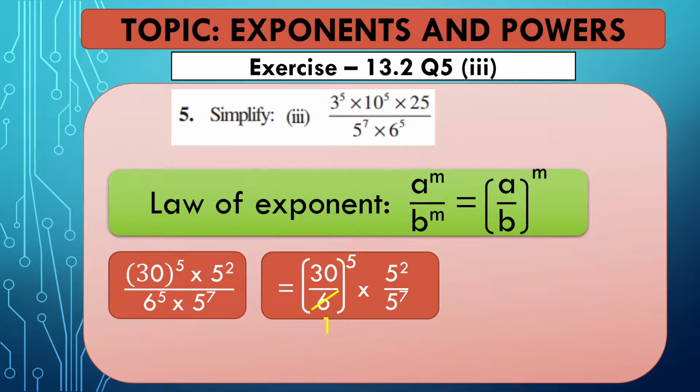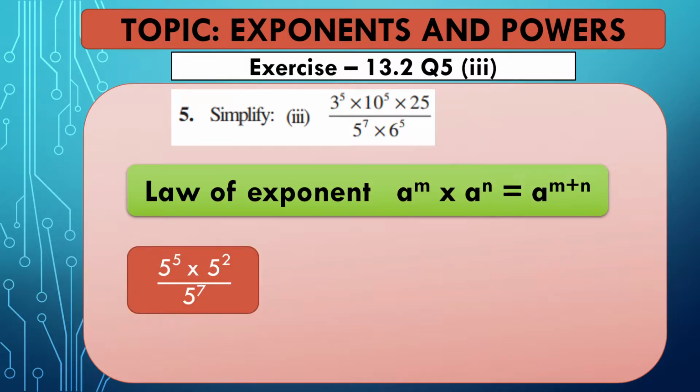Now this can be simplified. 6 1s are 6, 6 5s are 30. So next step you will get like this: 5 to the power of 5 into 5 to the power of 2 by 5 to the power of 7. Again we have to apply the next law. a to the power of m into a to the power of n is equal to a to the power of m plus n. Add the powers. 5 to the power of 5 into 5 to the power of 2 by 5 to the power of 7. This is the expression.